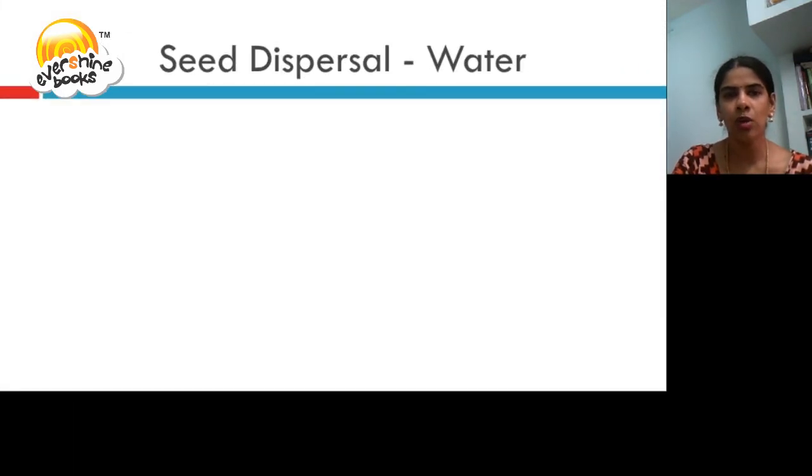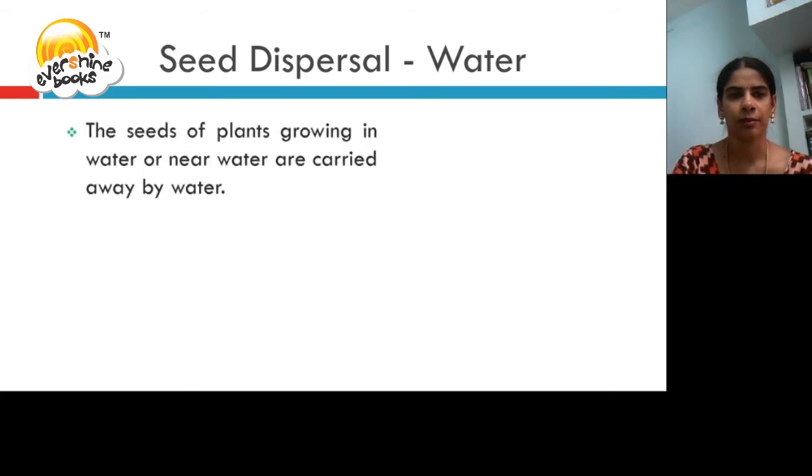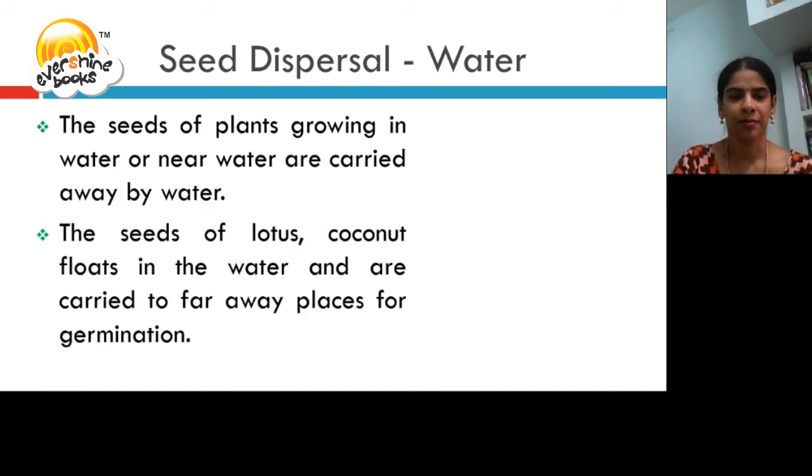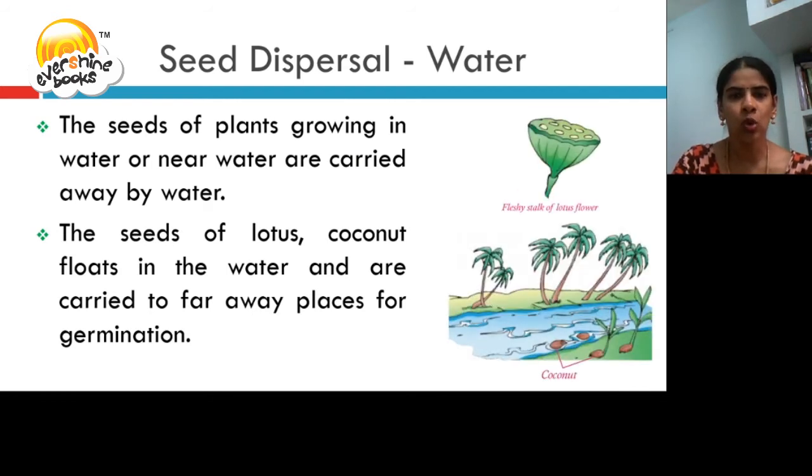Let us see how seed dispersal takes place with the help of water. The seeds of plants growing near water or in water are carried away by water. The seeds of lotus and coconut float in the water and are carried to far away places for germination. They germinate in favorable conditions.